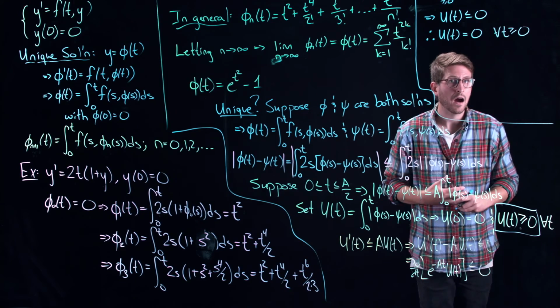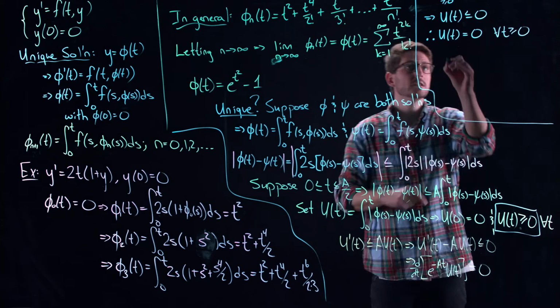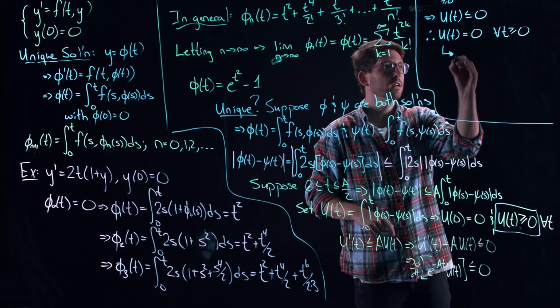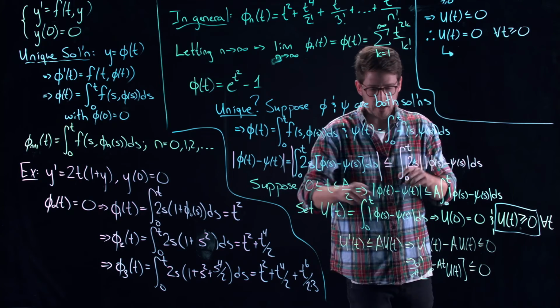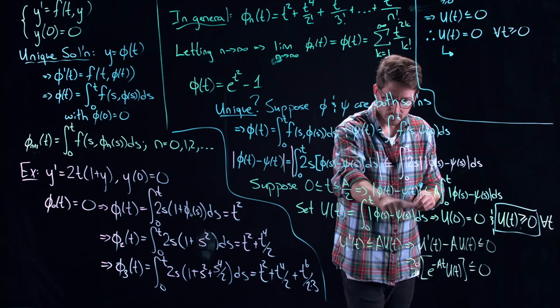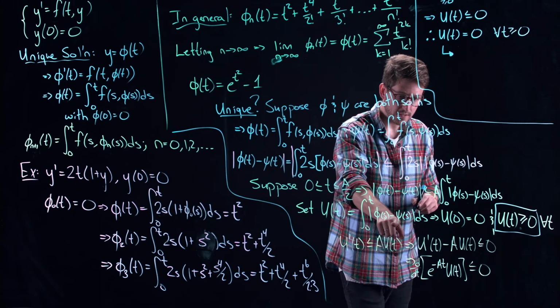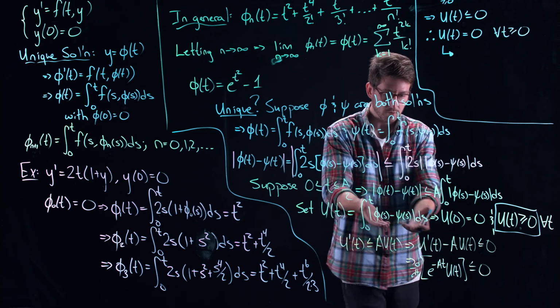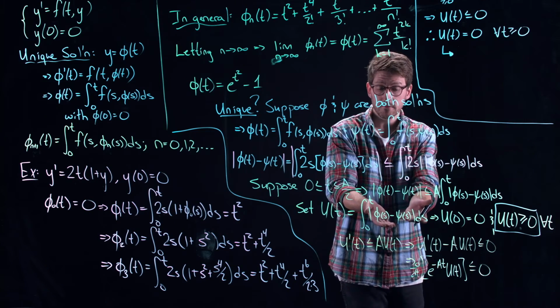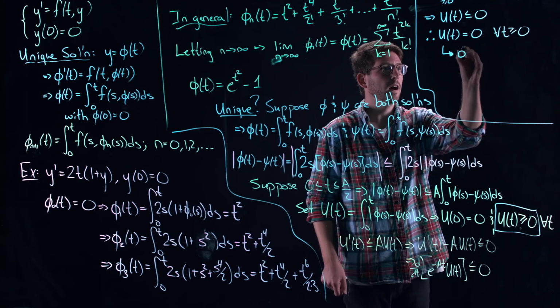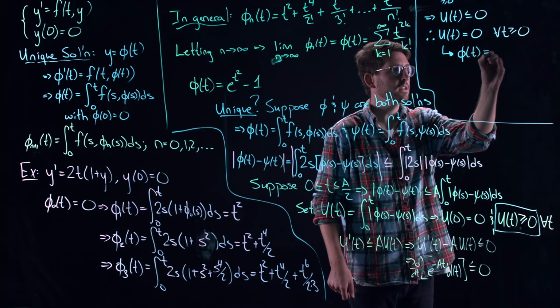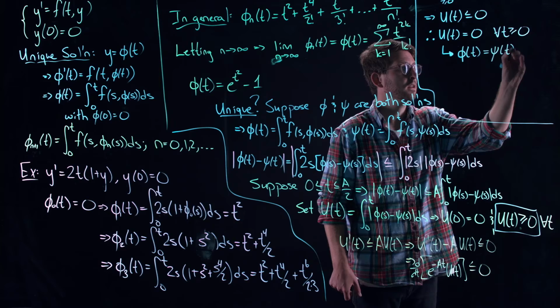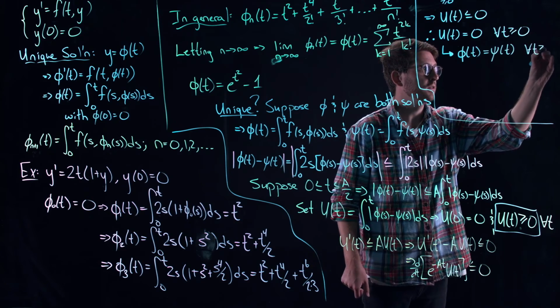Okay, so now, if this is equal to 0, this tells me that because I have u of t is equal to this integral, the only way this integral can be 0, because we're integrating something non-negative, is if phi of t is equal to psi of t for all t greater than or equal to 0.